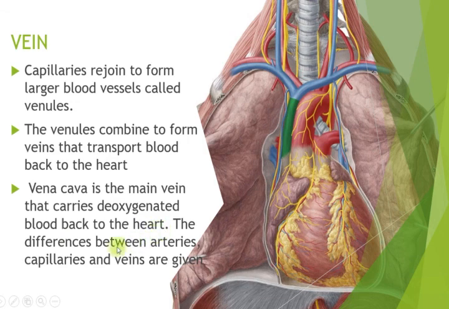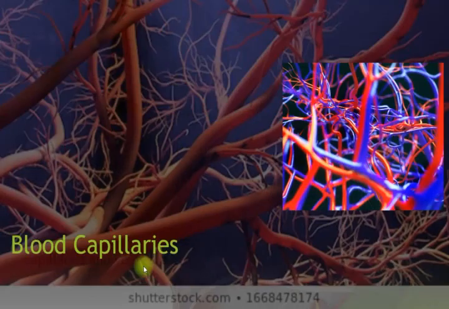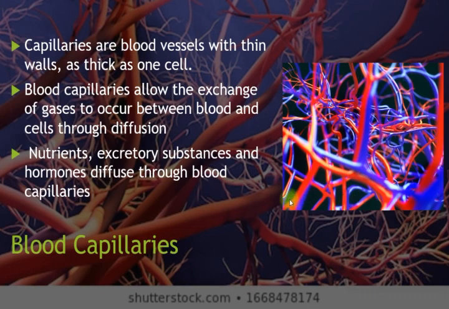The differences between arteries, capillaries, and veins are given in the table. Later we'll discuss. Right, so this is referred to the blood capillaries, or capillary network. Capillaries are blood vessels with thin walls as thick as one cell. So the thickness of the capillary wall is just one cell thick.